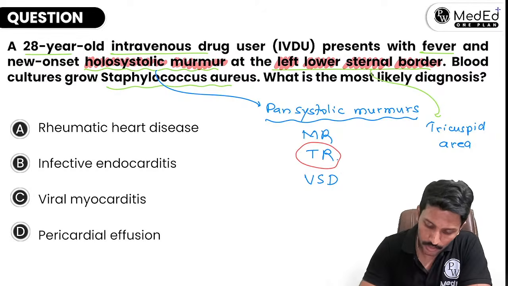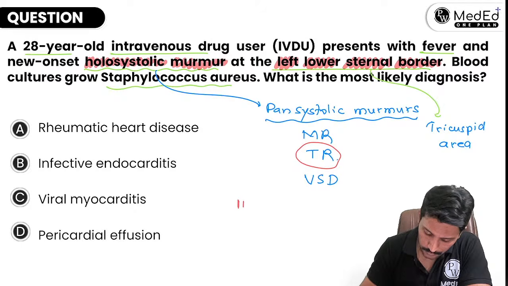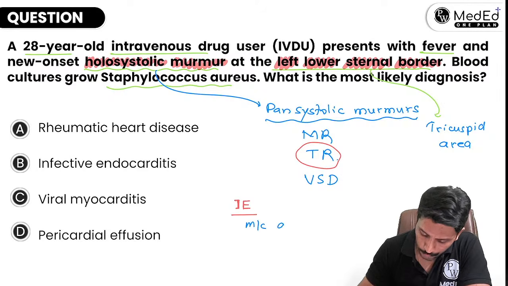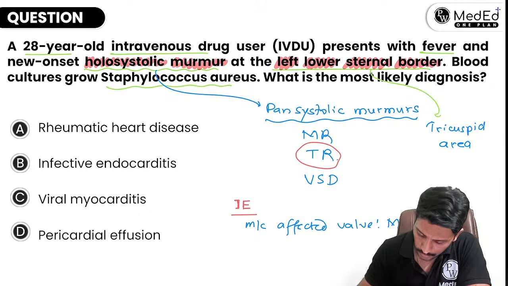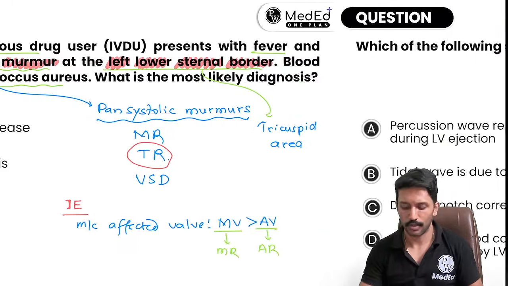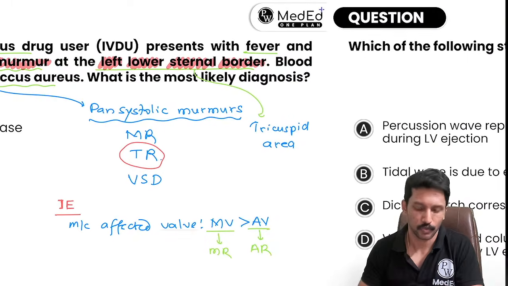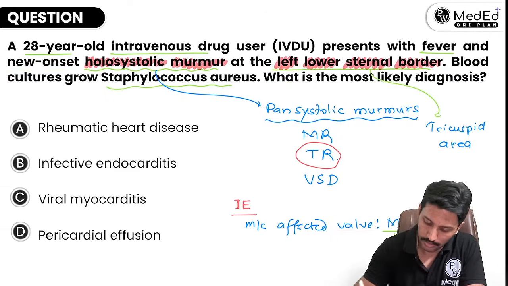So in infective endocarditis, the most commonly affected valve is the mitral valve, followed by the aortic valve. What happens to the mitral valve? You develop mitral regurgitation. You can also develop aortic regurgitation. So you can develop MR and AR. So MR is the most common valvular lesion.